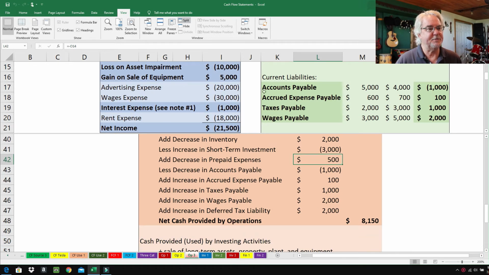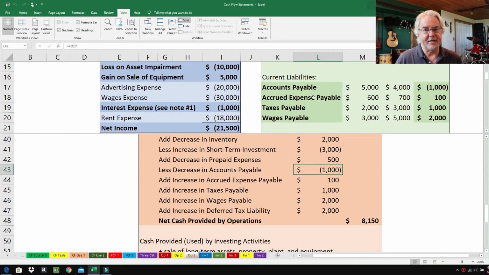So here we are, accounts payable was $5,000, now it's $4,000. Looks like accounts payable dropped by $1,000. Well, how do you make your bills go down? You have to pay them. And when you pay your bills, your cash goes down. So here we go, less decrease in accounts payable, $1,000.